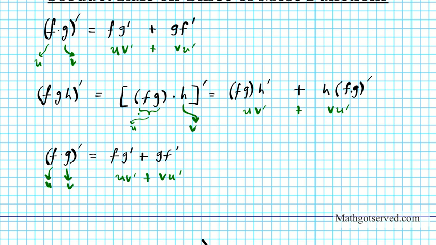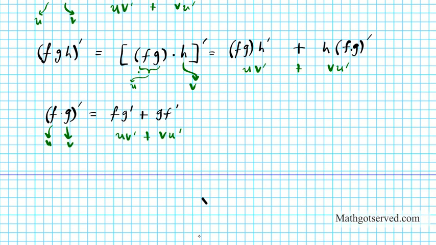Now I'm going to substitute this expanded derivative into this position right here, okay? So what's that going to look like? Well, that's going to tell me that the derivative of f times g times h equals, bring this down, f times g h prime plus h times, now I'm going to change the color so you can really zoom in on the substitution I just made. I'm going to replace f g prime with its derivative, which is f g prime plus g f prime. Okay?